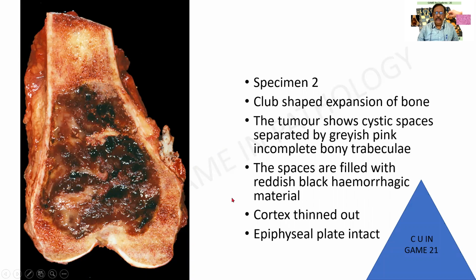Yet another picture which is again showing a club-shaped expansion of the bone. In some areas there is a thinning of the cortex, whereas here it appears a relatively thick area. The epiphysis is intact and the tumor itself is hemorrhagic, but it is showing multiple lines which are actually the bony trabeculae. This will give rise to a soap bubble appearance when an X-ray is taken.